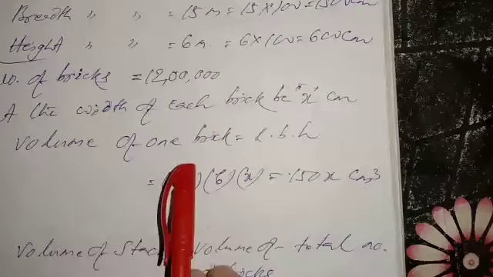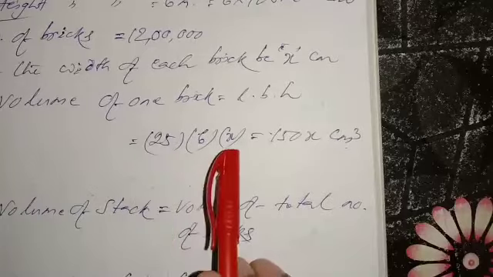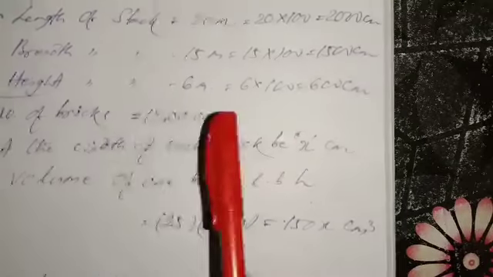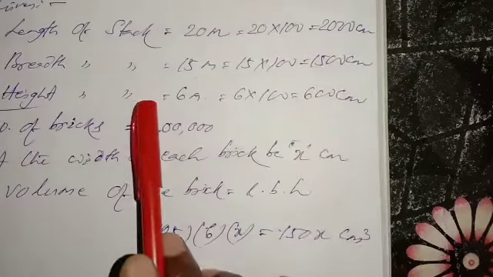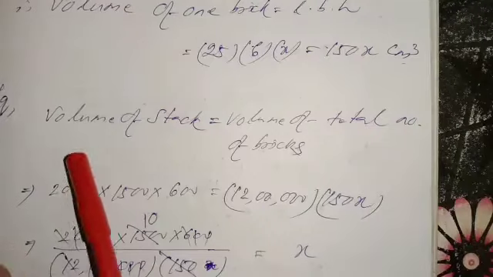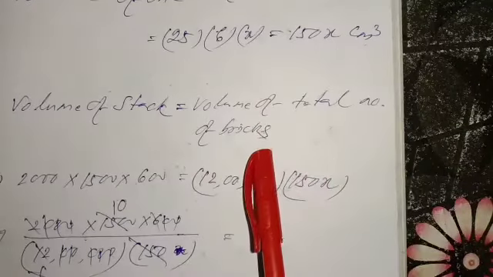Therefore, volume of one brick will be length into breadth into height: 25 into 6 into x, 150 x centimeter cube. Therefore, you have to convert length, breadth, height of the stack into centimeters. Okay. Now, according to question, volume of stack will be equal to volume of total number of bricks.